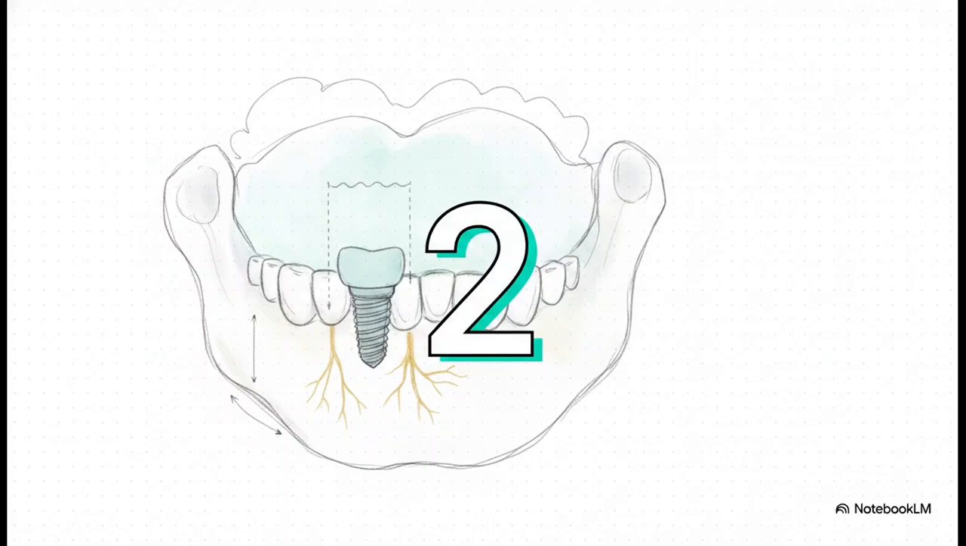The golden rule here is you must maintain exactly 2 millimeters of a surgical error margin. That's your safety zone between the implant and something critical, like the maxillary sinus or the inferior alveolar nerve. So if you've got 12 millimeters of bone above the nerve, you can't just jam a 12 millimeter implant in there. You've got to subtract that 2 millimeter safety buffer.